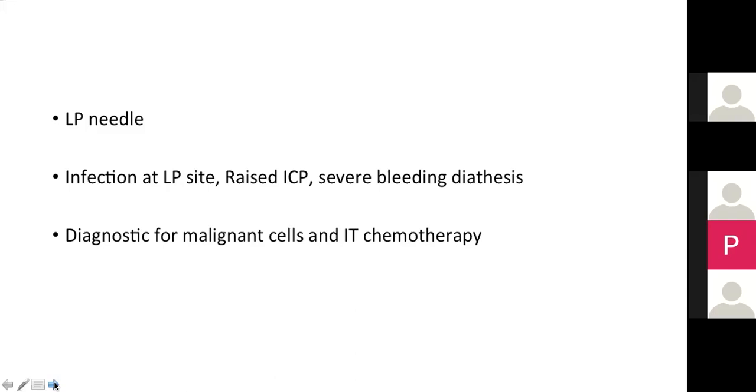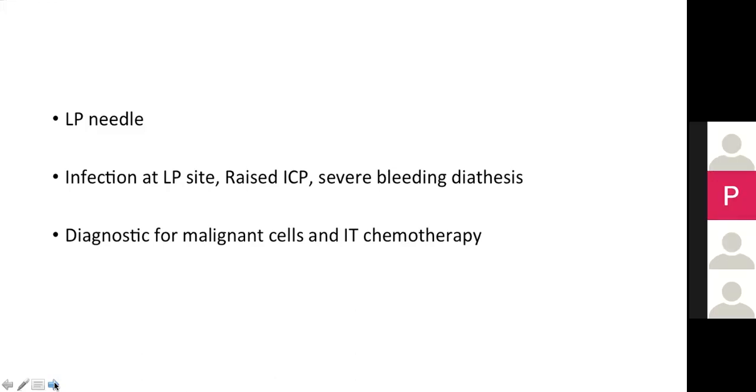So you can do it in leukemias, you do it in non-Hodgkin lymphoma, you do it in medulloblastoma to see if there are cancer cells, you do it in other malignant brain tumors also, like ependymoma, to see if there are cancer cells present or not. So that is your second station. We'll move on to the next station, the third station.